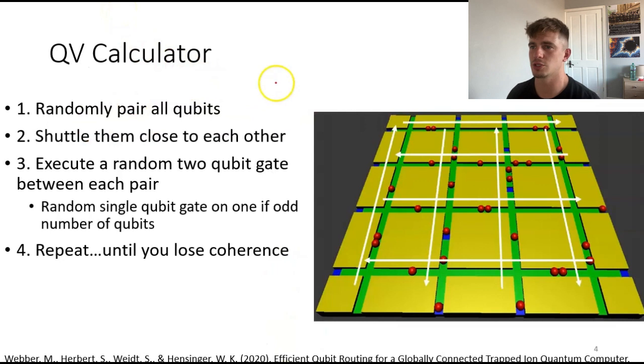Okay, so the actual project that I did was this thing called a quantum volume calculator, and as I was working with the ion group in Sussex, it was within the context of their trapped ion quantum computer, a little diagram of which is shown here.